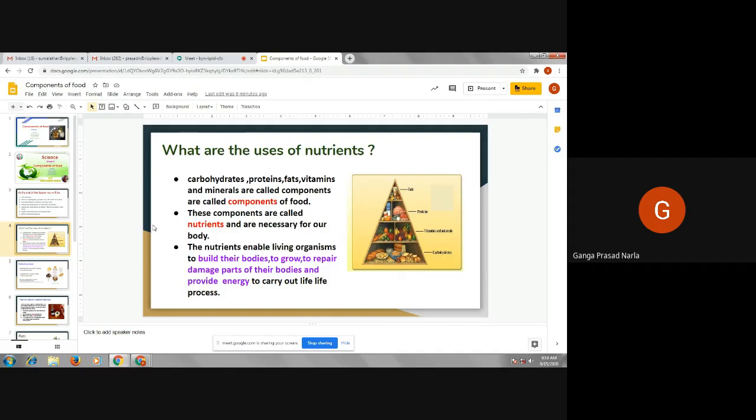So, what are the uses? To build their bodies. In our childhood, we were nearly 1 foot, 2 feet, or 3 feet, right? So now I am nearly 5.5 feet. So to build their bodies and to grow, and to repair damaged parts of their bodies, and provide energy. So nutrients provide us energy. These are the general uses of nutrients. Is it clear, children?